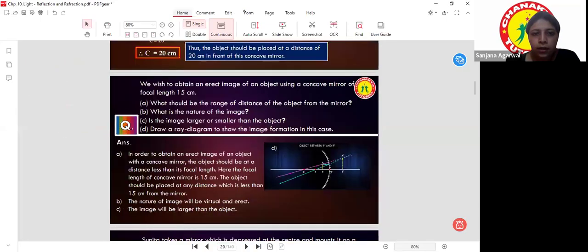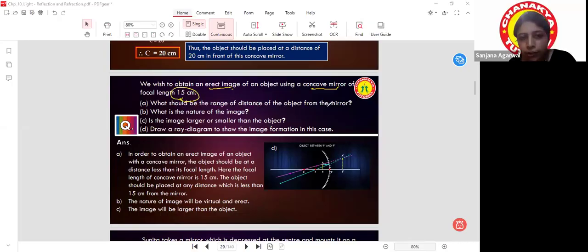Next question. We wish to obtain an erect image of an object using a concave mirror. Again, children, that is clear now. If you have practiced ray diagrams properly twice or thrice, you will not fail in solving any numerical. A concave mirror gives an erect image in only one single case, whenever our object is in between pole and focus. Okay. Focal length is given as 15 centimeters.